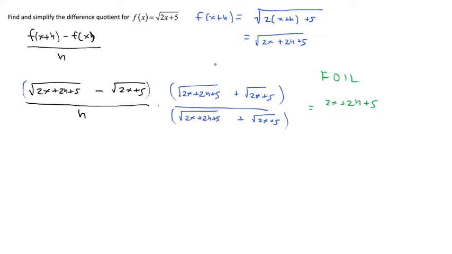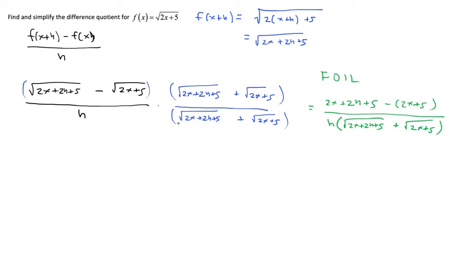Now we know that the outer terms and the inner terms will cancel out. So notice what happens when we multiply the last two terms together. We get minus (2x + 5). Okay. And on the denominator, we just get h times all of this. Now, there's really nothing else we can do. So h times √(2x + 2h + 5) plus √(2x + 5).